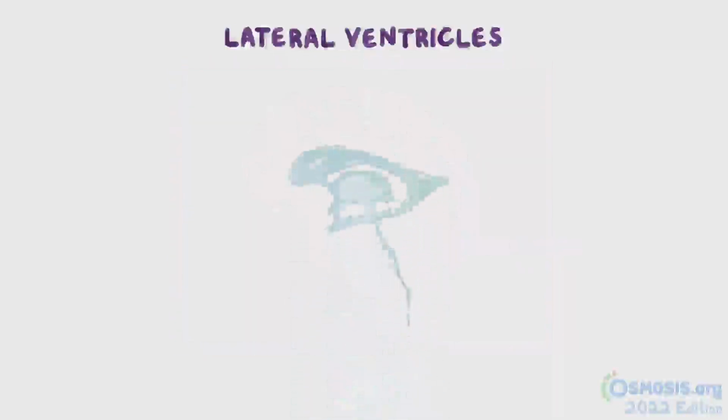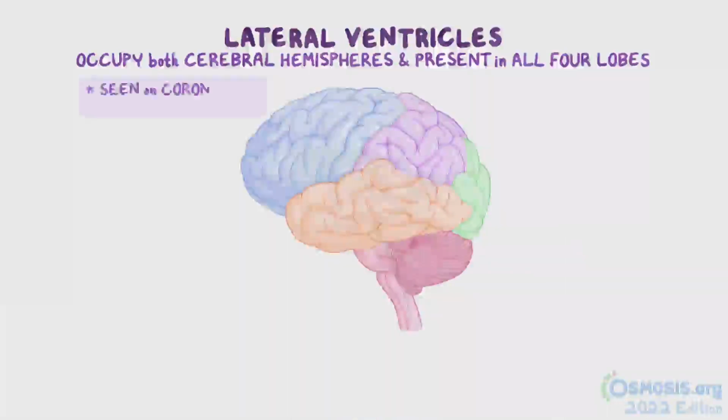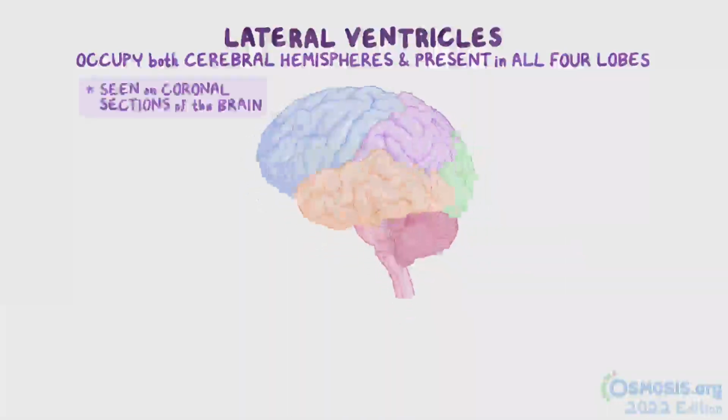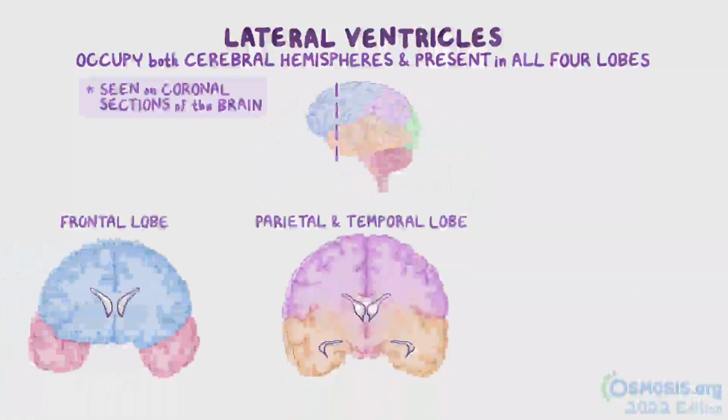The lateral ventricles are the largest. They occupy both cerebral hemispheres, and they're present in all 4 lobes. This is best seen on coronal sections of the brain, cutting through the frontal lobe, the parietal lobe, and temporal lobes, and finally the occipital lobe.